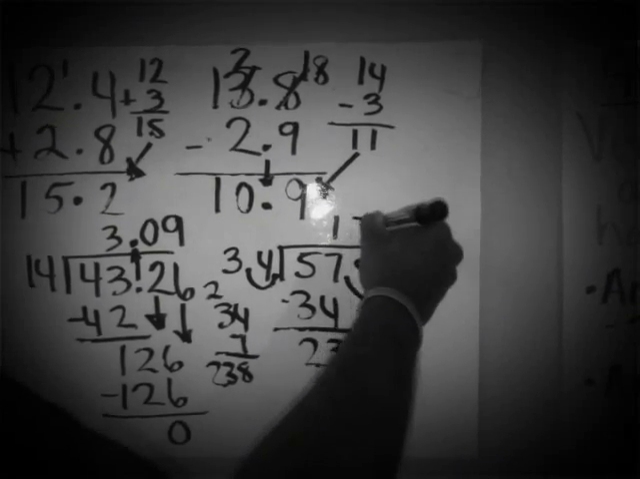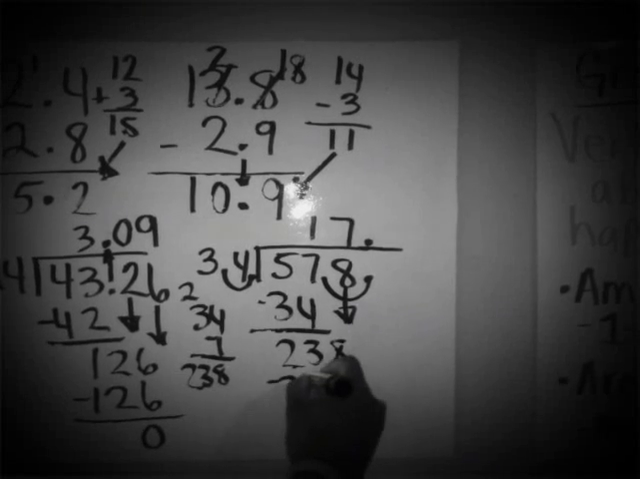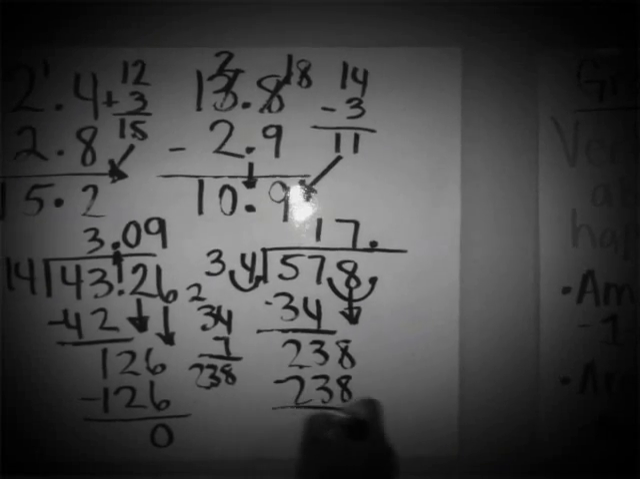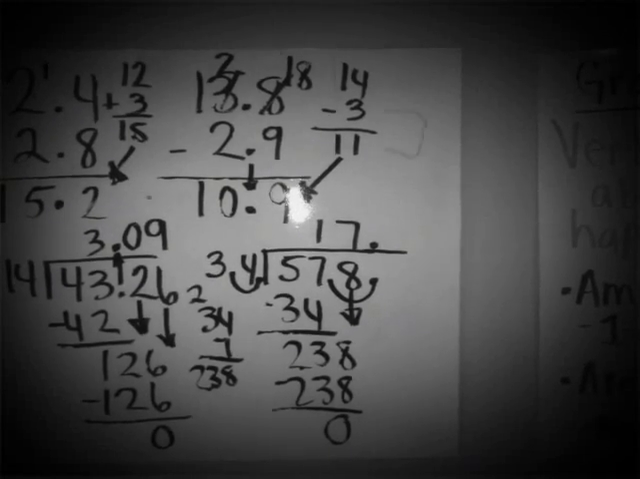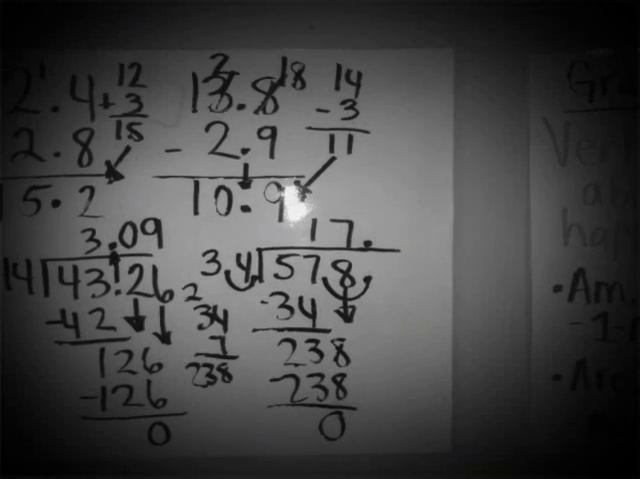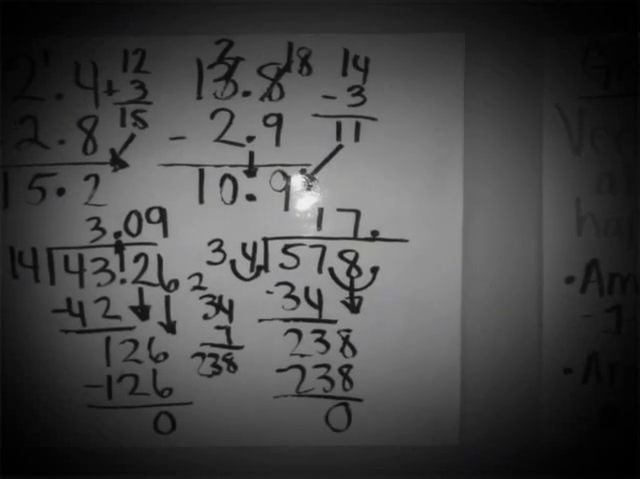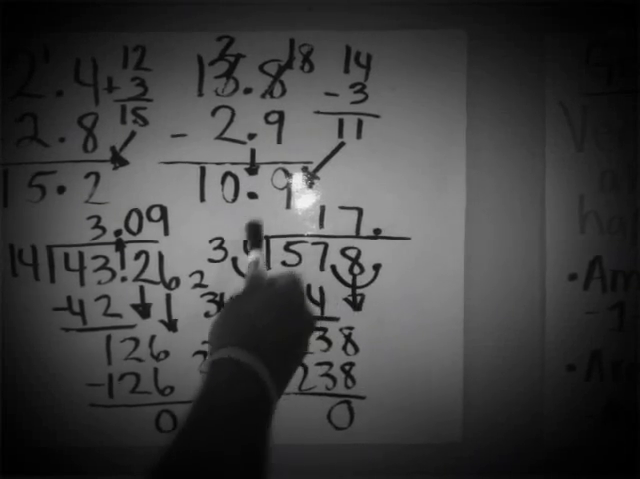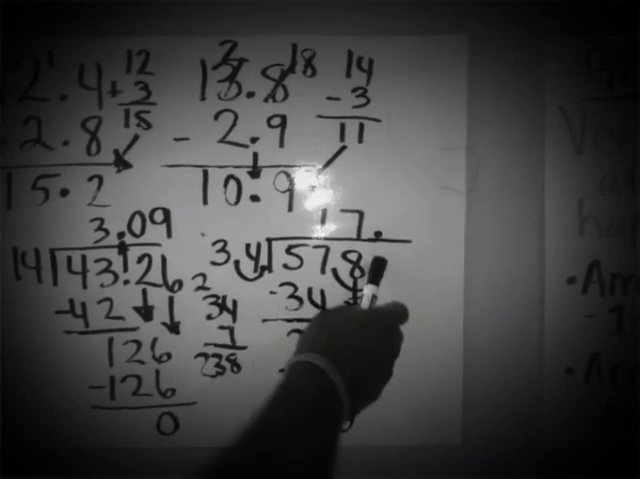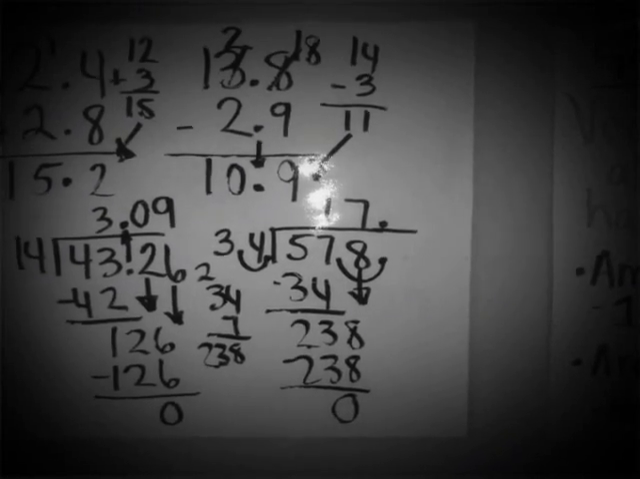It is 7 times. I'm going to subtract 238 from itself, and we're going to get an outcome of 0. So our answer is 17. Now to check this, you multiply the answer, what you got, times the denominator. And if you get this outcome, your answer is correct.